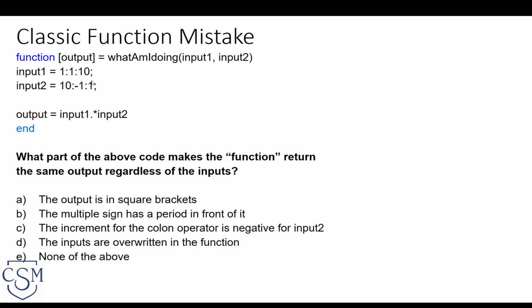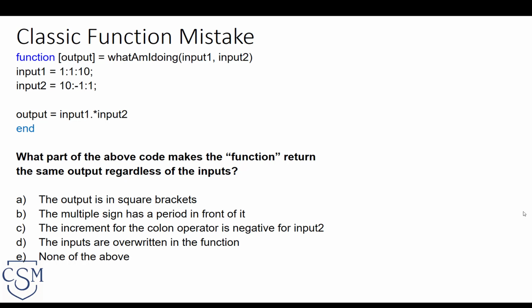So I want to point out right now one of the most classic mistakes with functions. And so here is an example function up top. And I've got the proper heading, so it starts with lowercase function, some output. The name of the function is what am I doing wrong, and it has 2 inputs, input 1 and input 2. The very next line of this code is input 1 equals 1 by 1 to 10, input 2 equals 10 minus 1 to 1. And then I compute output as input 1 dot times input 2. And then I end my function.